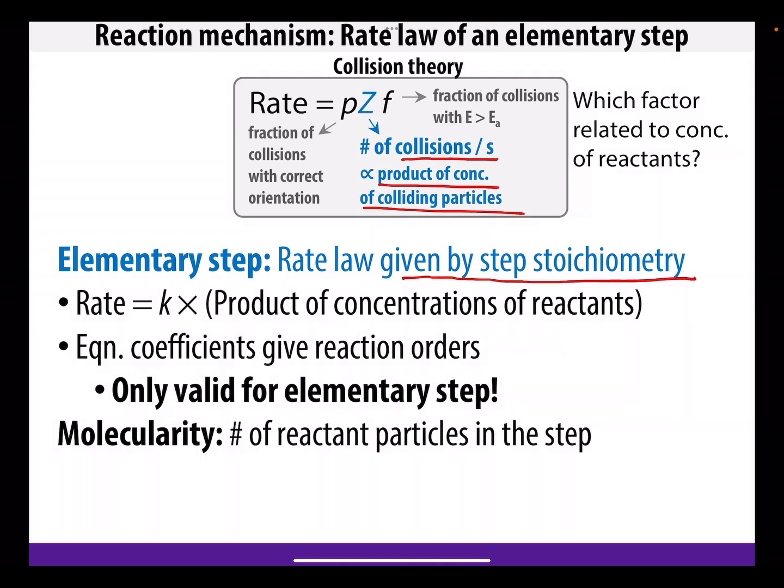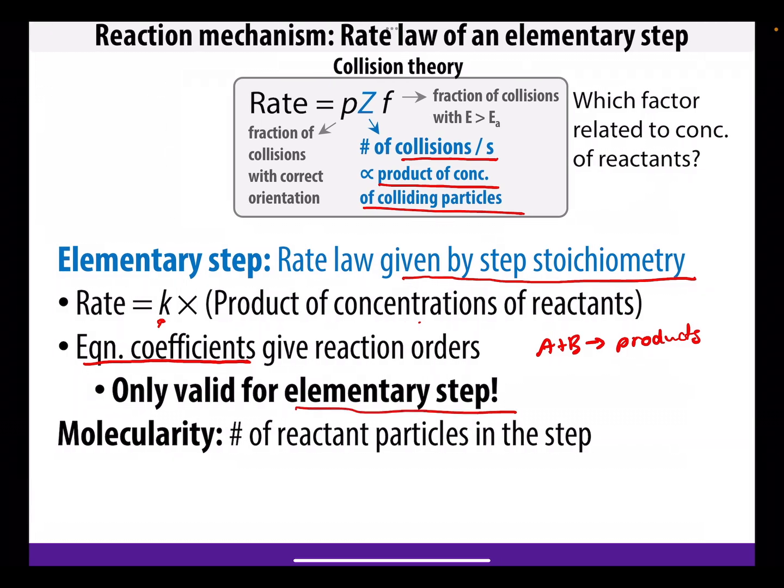So the rate law of any elementary step is just some rate constant K times the product of the concentrations of the reactants. And again, in this one case, the coefficient in the elementary step gives the reaction order. So if it's A plus B goes to products, then that elementary step is first order in A and first order in B, because they each have a coefficient of 1 there. Again, don't try to apply this later, but only for elementary steps.